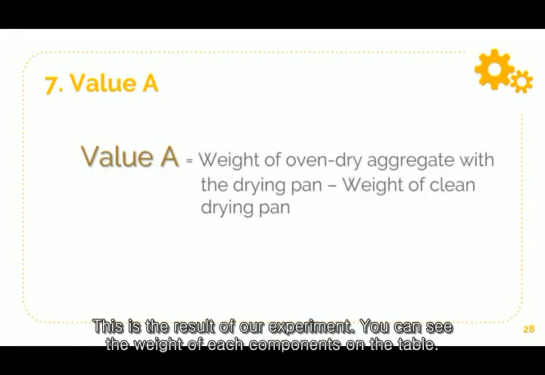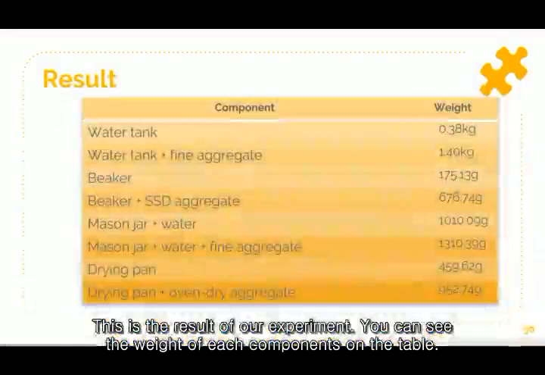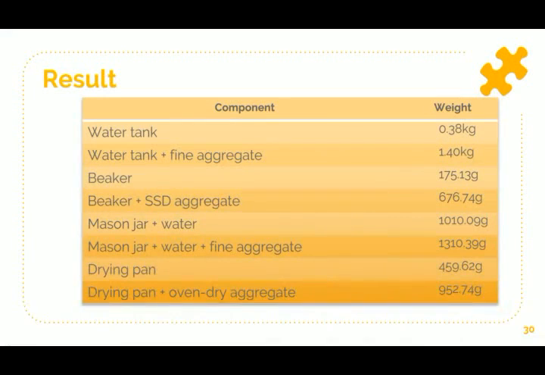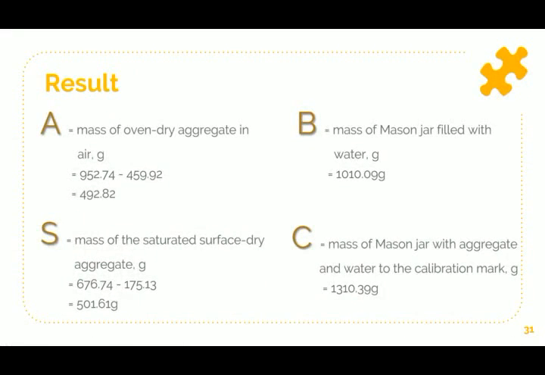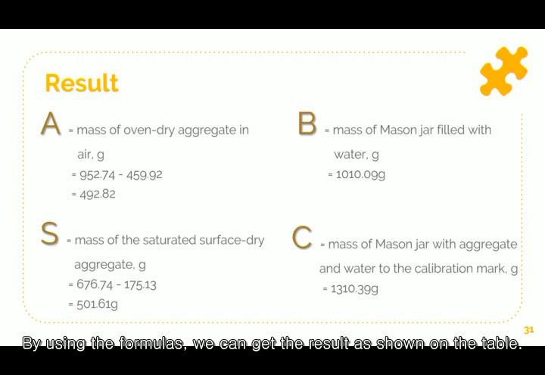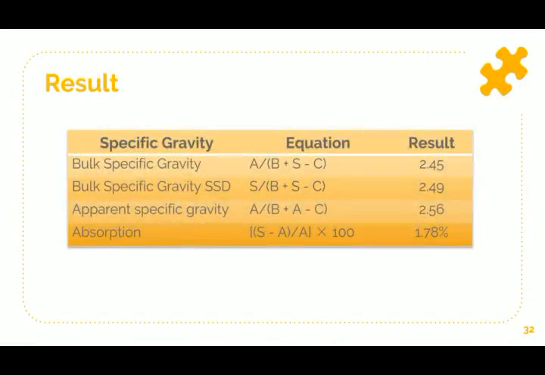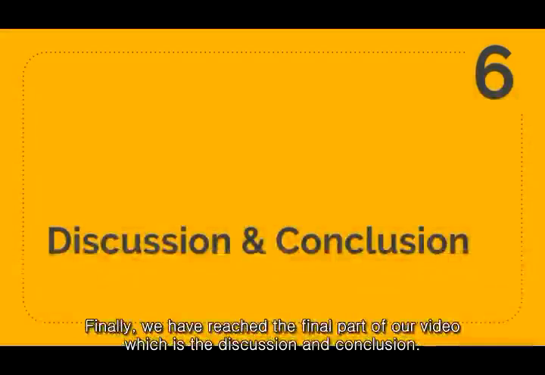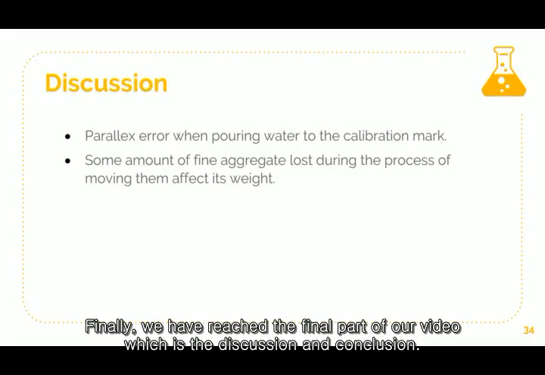This is the result of our experiment. You can see the weight of each component on the table. The values of A, B, S, and C were obtained through this calculation. By using the formulas, we can get the results as shown on the table. Finally, we have reached the final part of our video, which is the discussion and conclusion.